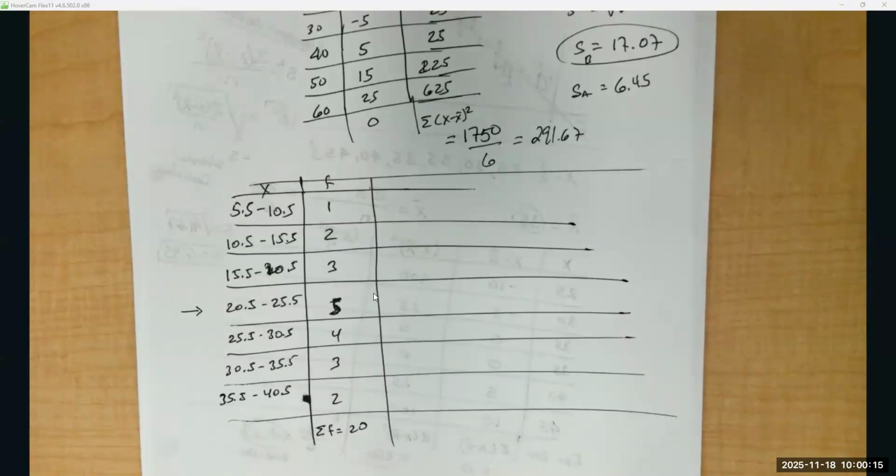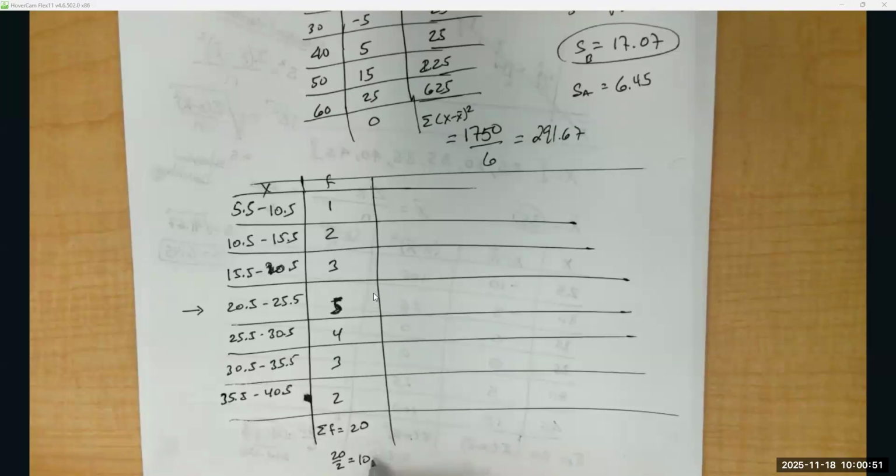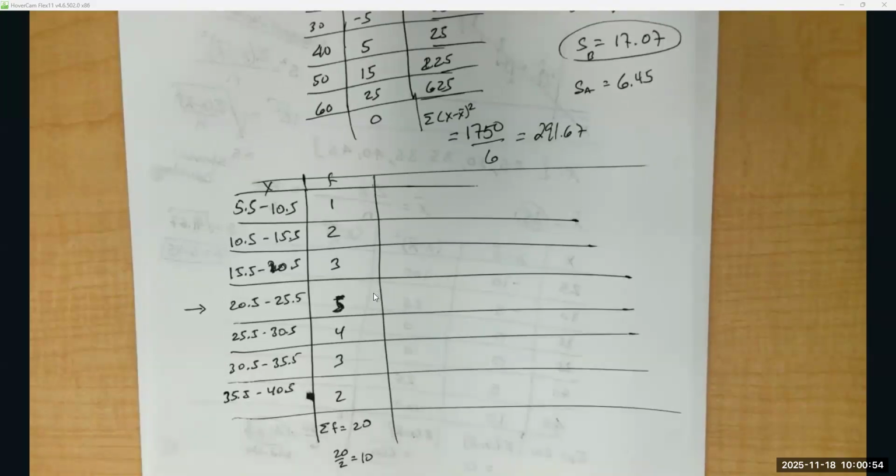What do we do with that? Once you have the sum of all the frequencies, then what do we do? We're trying to find the middle number. Divided by 2, because I want to find the middle number, so I fold it in half. So is it 10? No, the middle number is not 10. It's the 10th location. Remember the process.